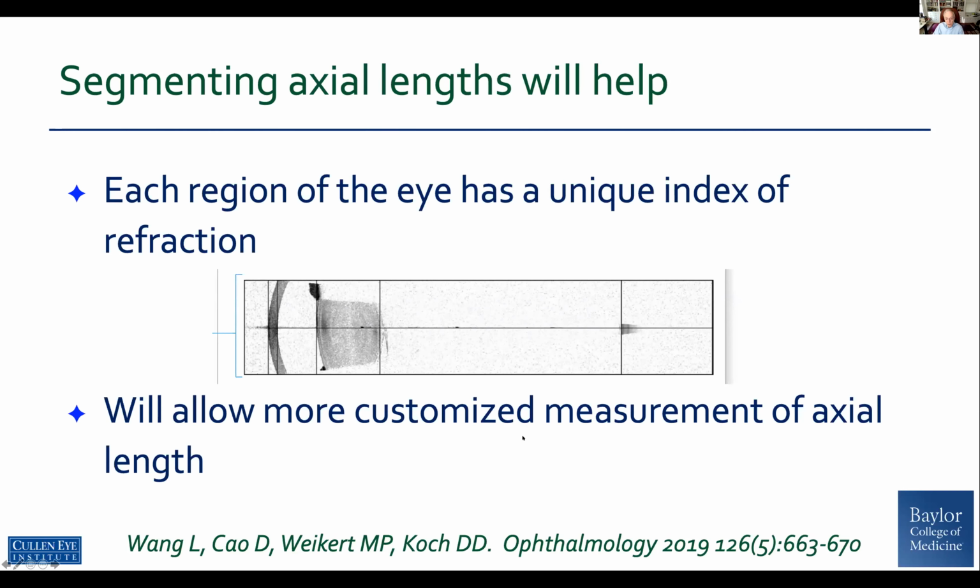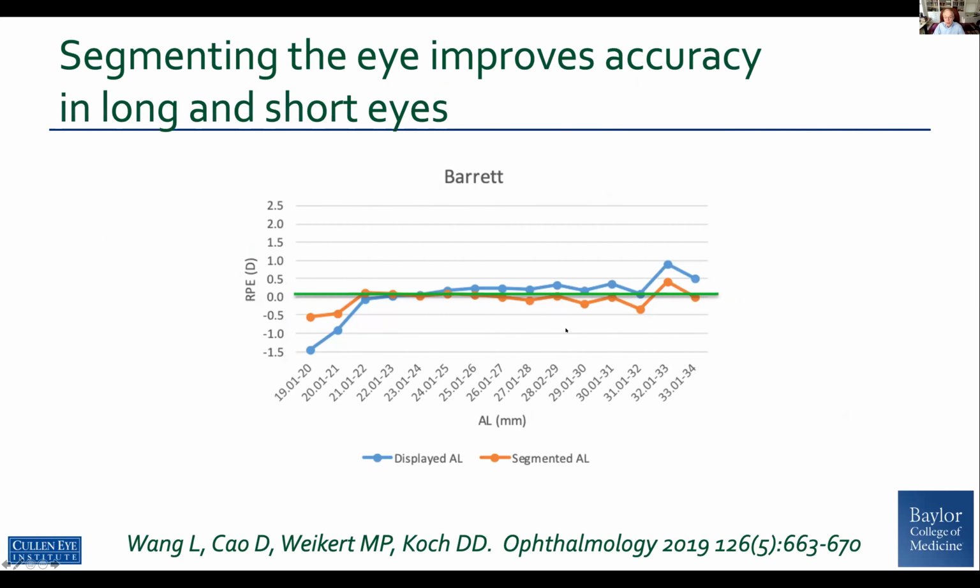And I think we can customize measurement of axial length. And we showed, for example, here's the Barrett formula. This is the standard results of the Barrett. Notice it falls off in these eyes that we measured, in eyes that are less than 21 millimeters, and a little bit more off in eyes that are over 32 millimeters, admittedly very long. If we segmented the axial lengths, we improve the accuracy a little bit. So it's interesting to see how that might play, but ray tracing will take that into account.